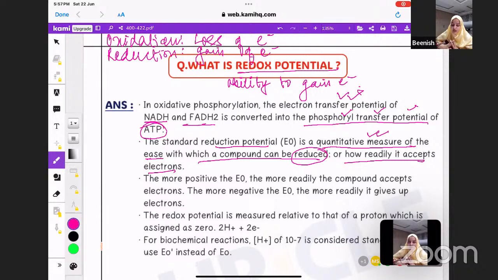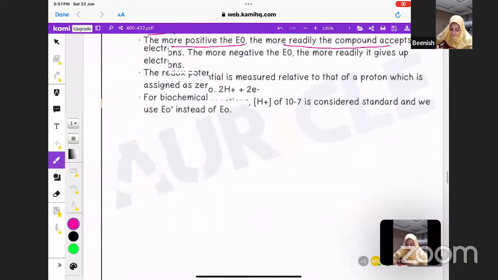It is a quantitative measure of the ease with which a compound can be reduced, or in simpler words, just remember that redox potential is the ability to gain electrons. So the more the redox potential, the more is the ability to gain electrons. The more positive the standard reduction potential, the more readily the compound accepts electrons. So just remember, redox potential is the ability of a compound to gain electrons.